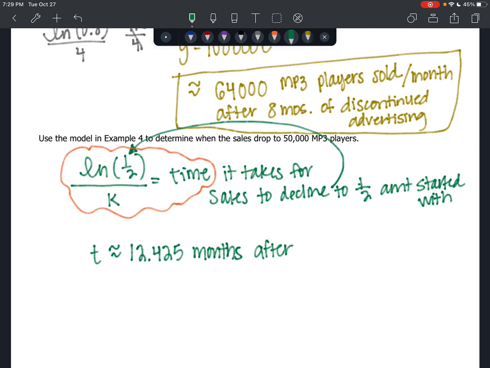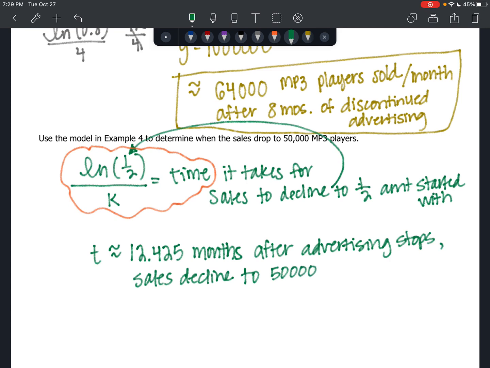So the time is approximately 12.425 months after advertising stops. So it takes a little bit more than a year, and their sales get cut in half. That's quite a big hit. So if they didn't intend for that, they're doing layoffs. Their business is in serious trouble. Serious trouble.